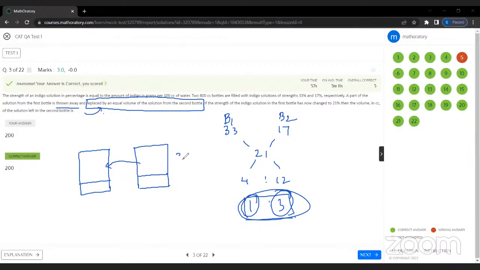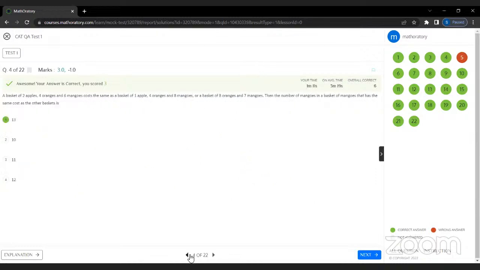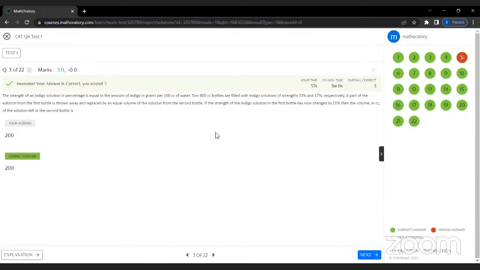So this will be 3/4 of the total volume. So 3/4 of the total volume we are transferring. So we are looking for how much is left. So how much is left? So 1/4 of the total volume. So 1/4 of 800, that is 200. So that is what this question was. I think ये idea कुछ lesson में बहुत बार करवाया भी है मैंने, this throwing and replacing idea.